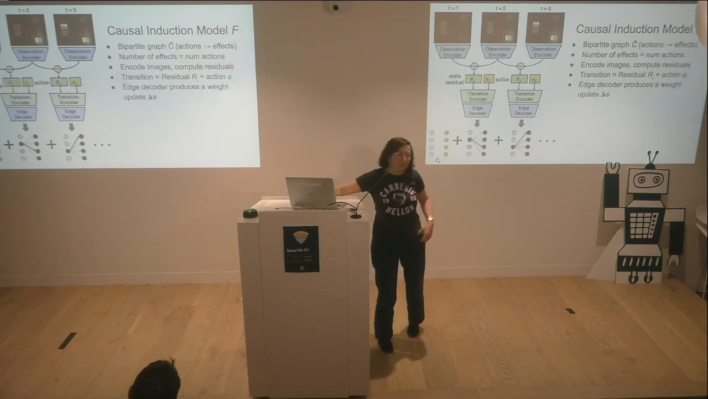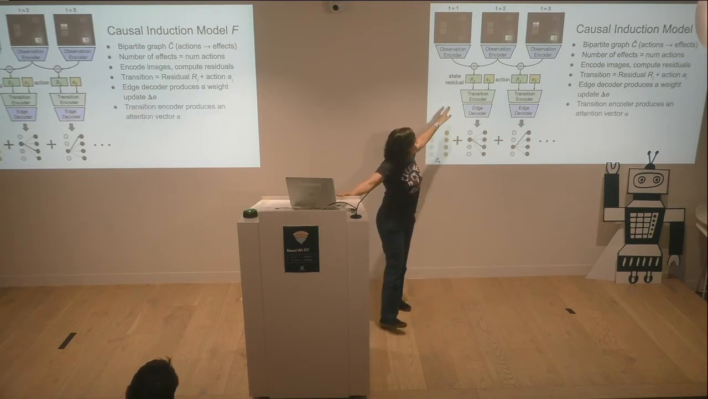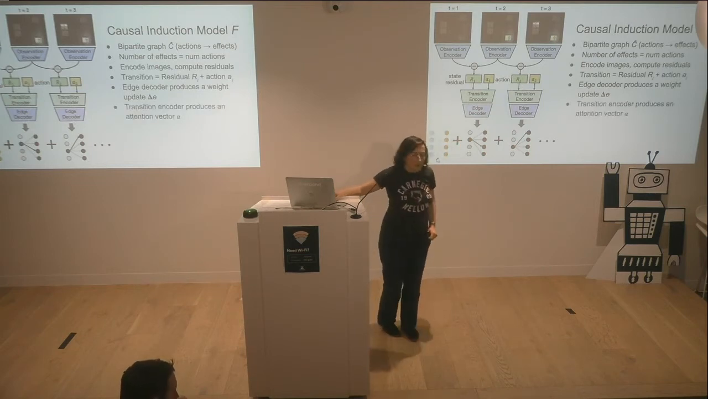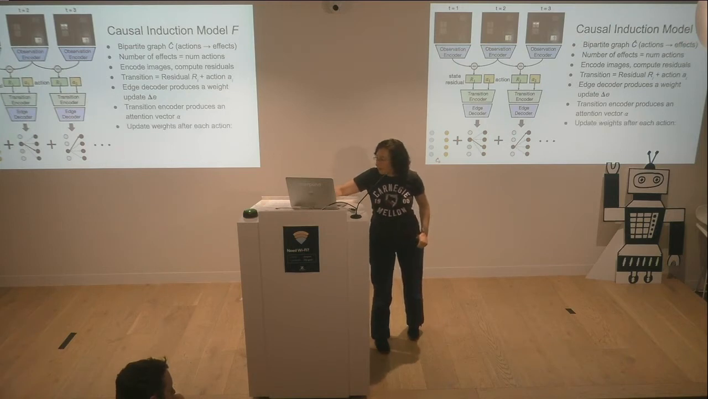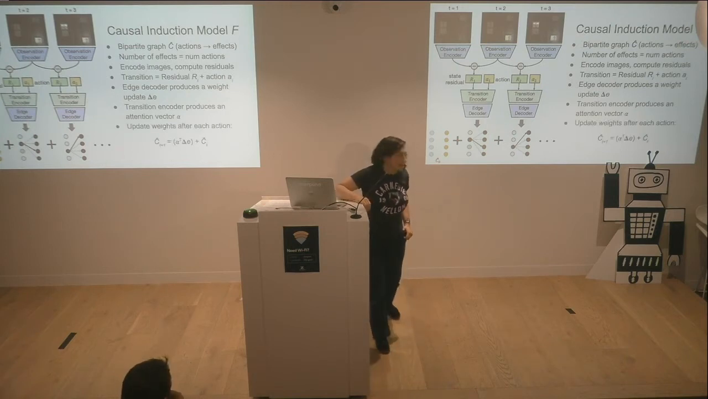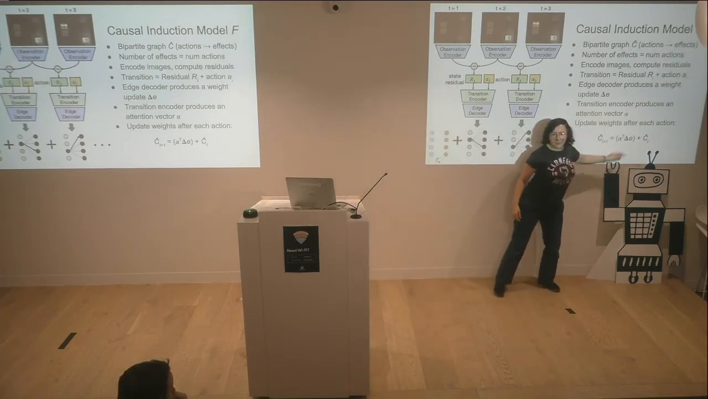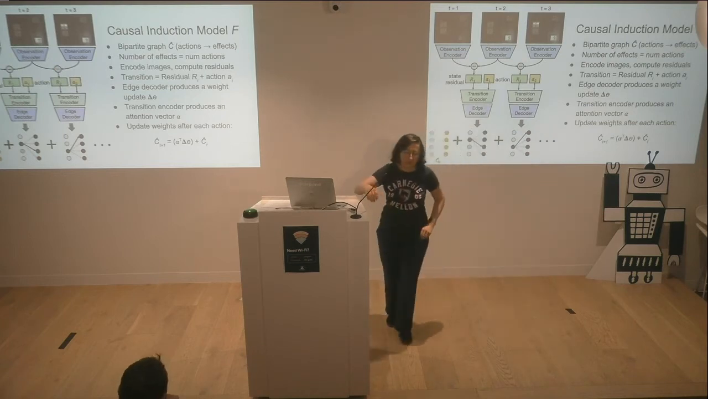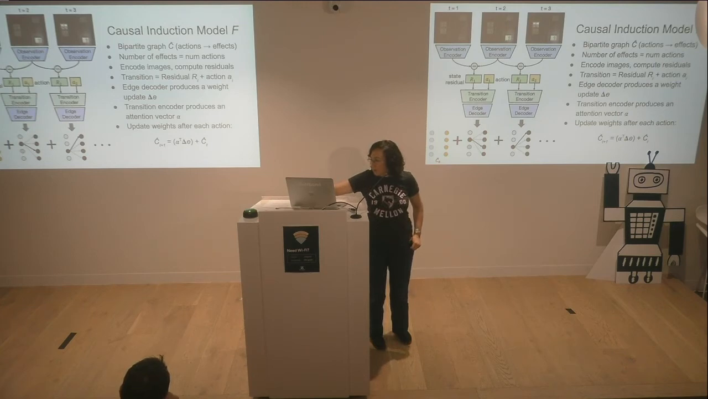Yeah, so you get an edge update at each step, delta E, and they also use an attention vector in the transition encoder to see which of those edges the edge update should be applied to. And after each action, you update the weights. So you take your current causal graph and you add the edge update multiplied by the attention vector up to horizon H.